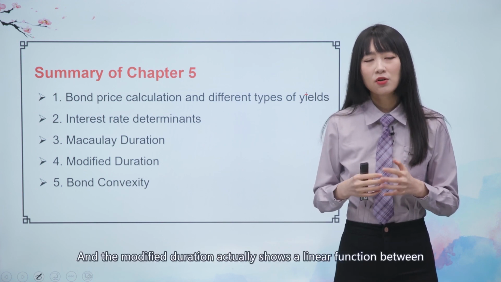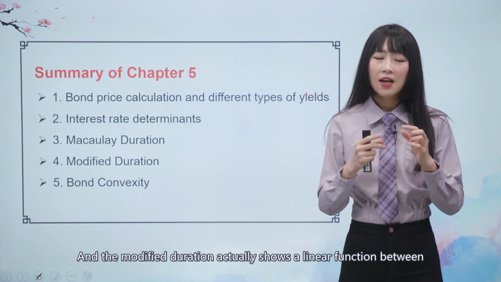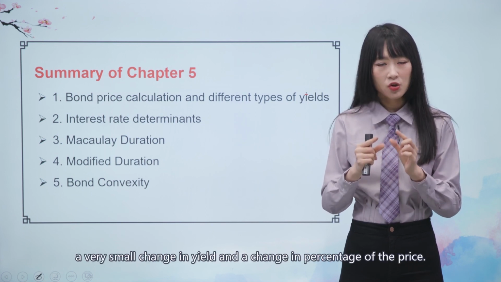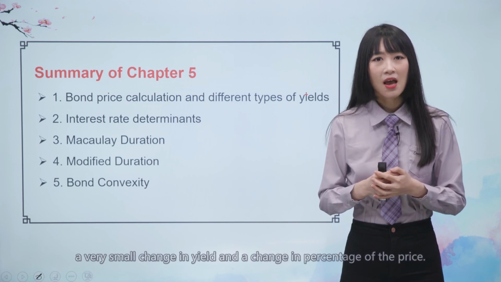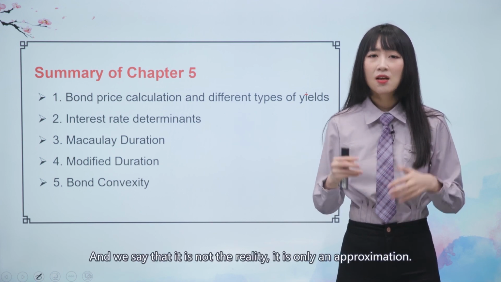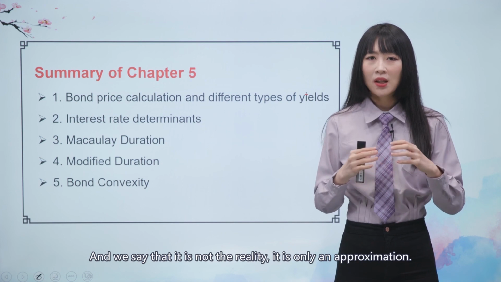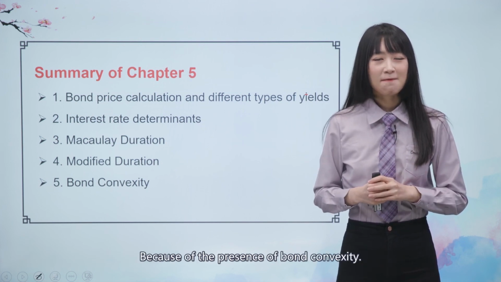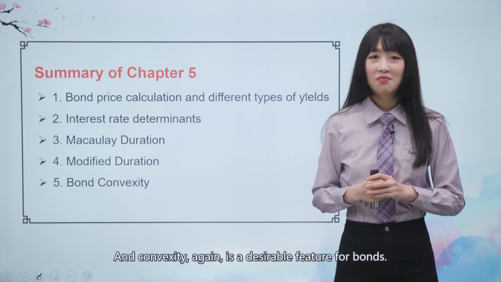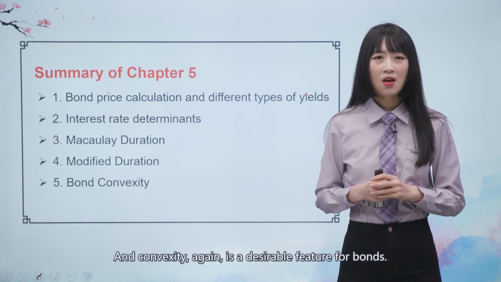And the modified duration shows a linear function between a very small change in yield and a percentage change in the price. We say that it is not the reality, it is only an approximation because of the presence of bond convexity. And convexity, again, is a desirable feature for bonds.